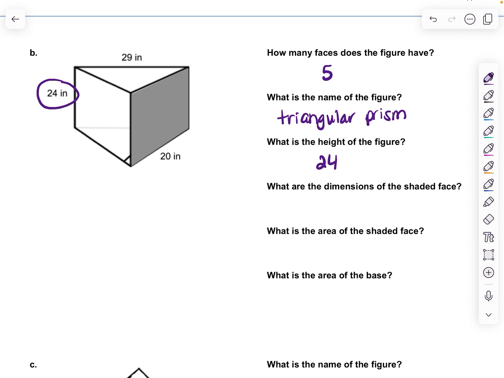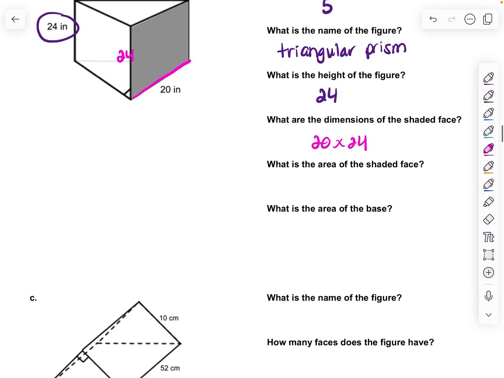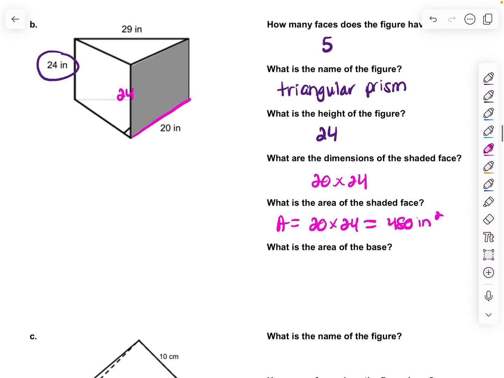The dimensions of the shaded area. We know that this is 20 and this is 24. So the dimensions of our shaded area are 20 by 24. What is the area of the shaded region? That just means 20 times 24, which comes out to 480 inches squared. And then what's the area of the base?